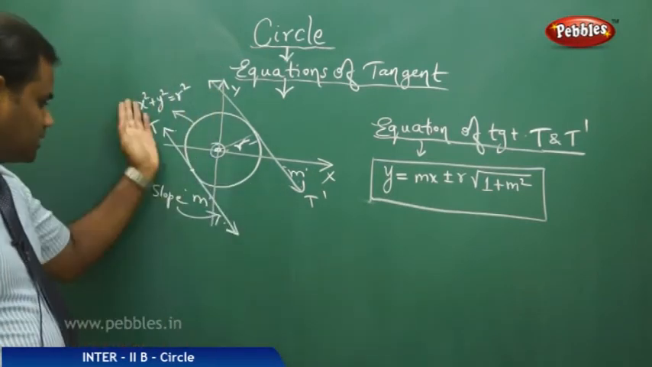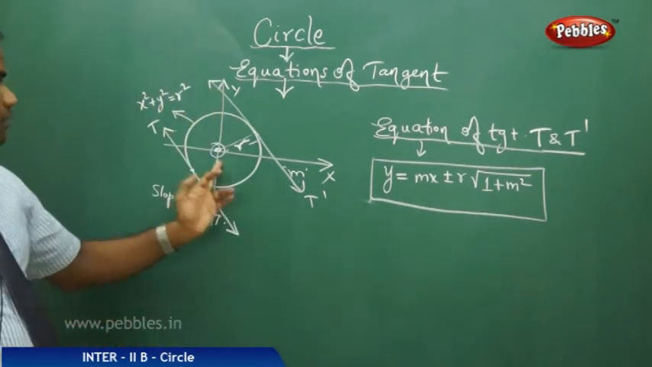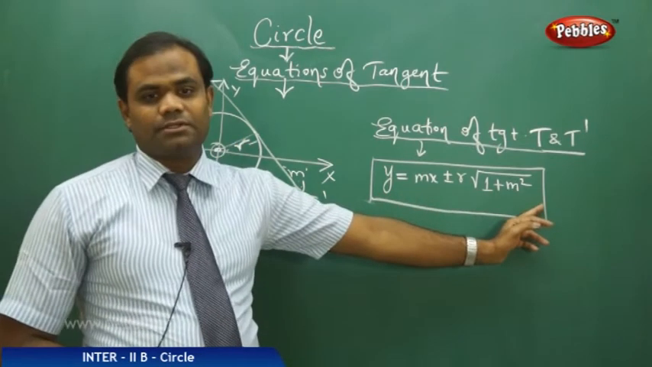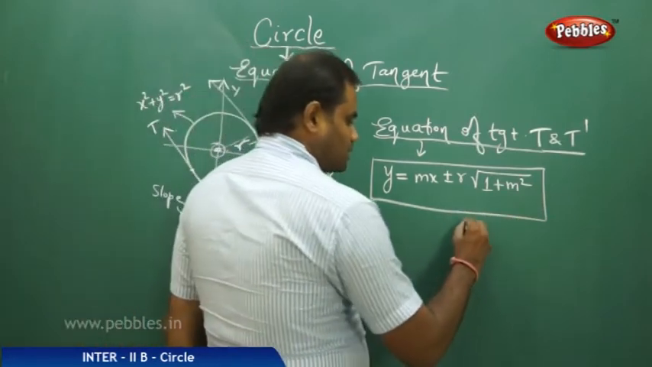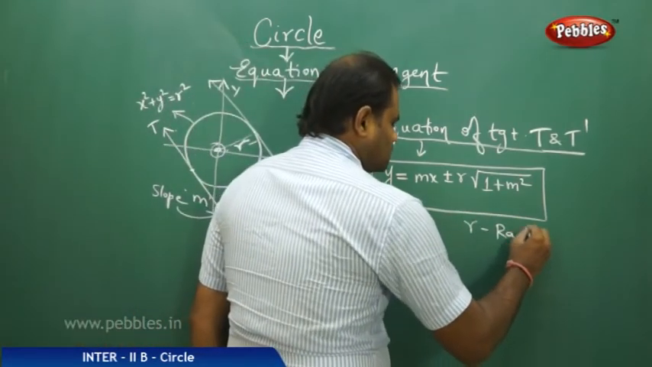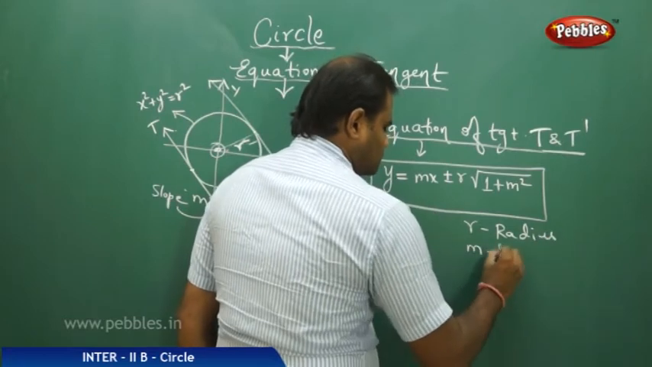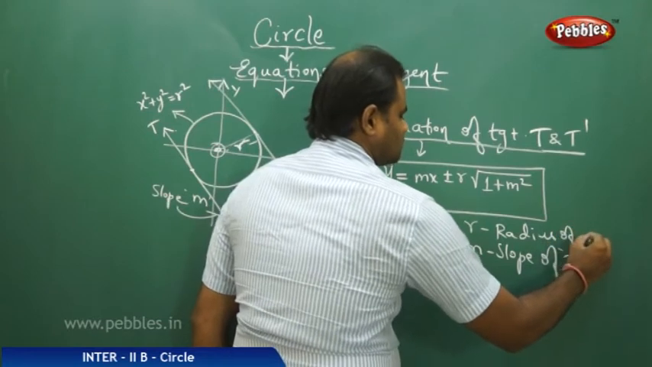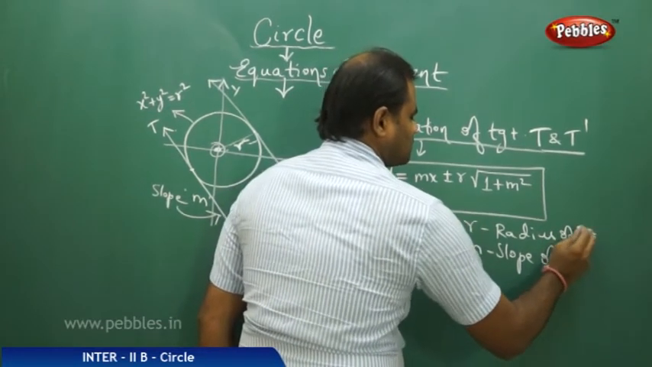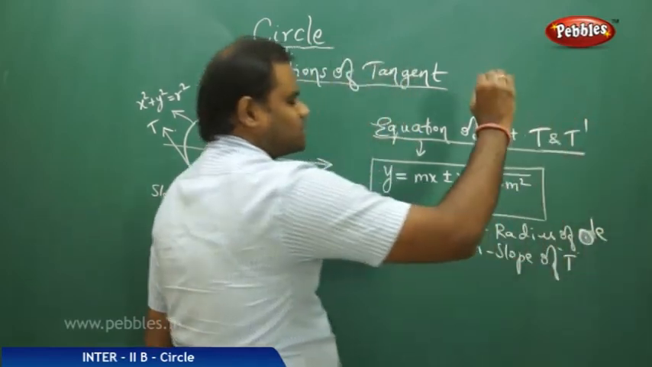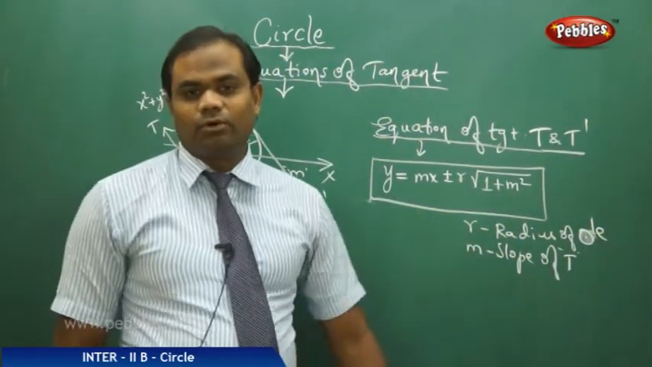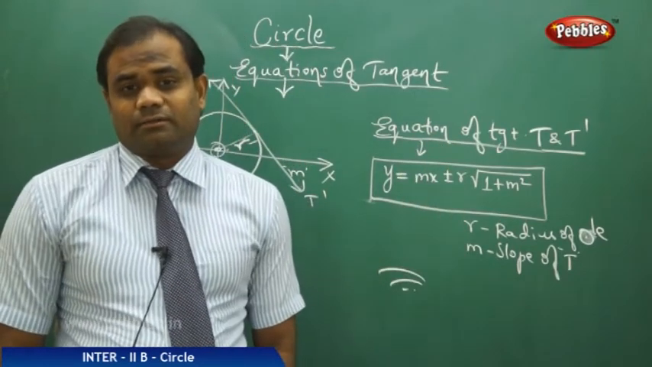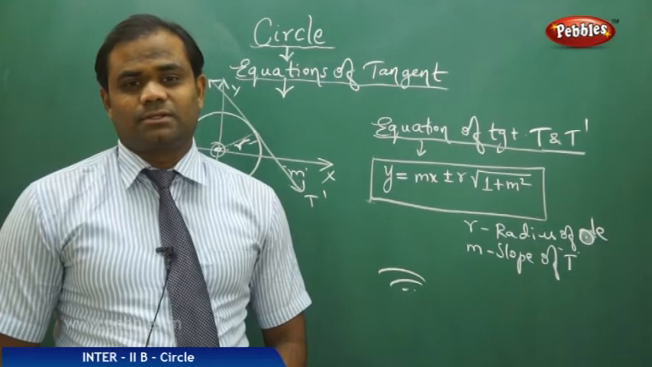So when I have a tangent whose slope is known, then for this circle with center origin and radius r, I can find the equation of tangent where m is slope and r is radius. This is the radius of the circle, and this is the slope of t. This is how we understand the formulae connected with finding equations of tangents.